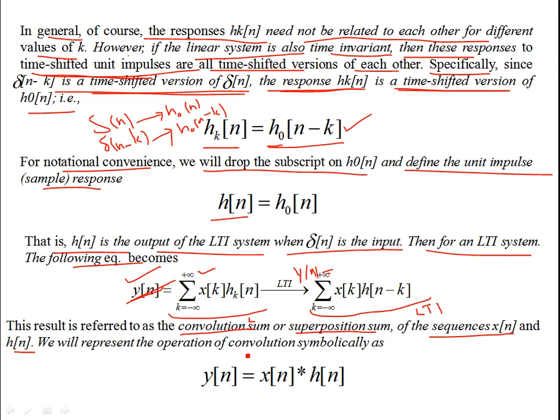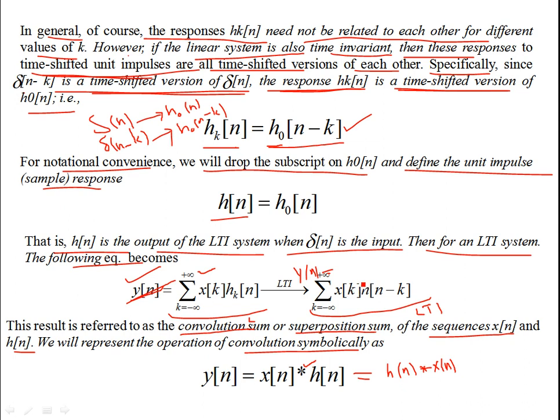Symbolically, this convolution operation is represented by an asterisk like this. And later on you will see that this convolution operation is also commutative, which means that you can write this as h of n convolved with x of n. What it means is that the order of convolution is not important. What is convolved with whom is not important. So this is also the same thing, and the proof is very simple.